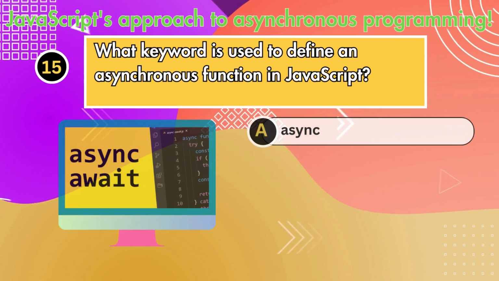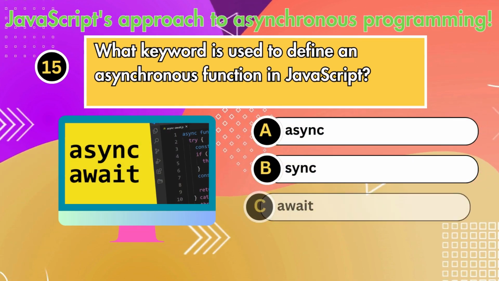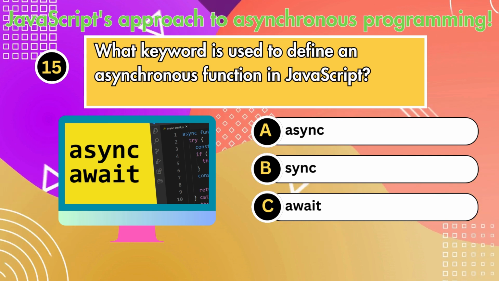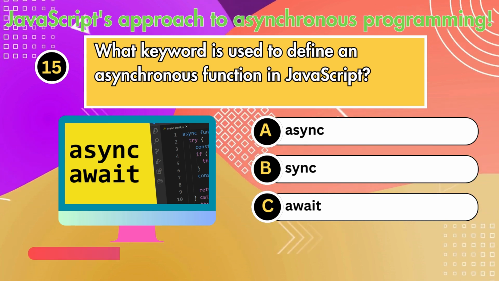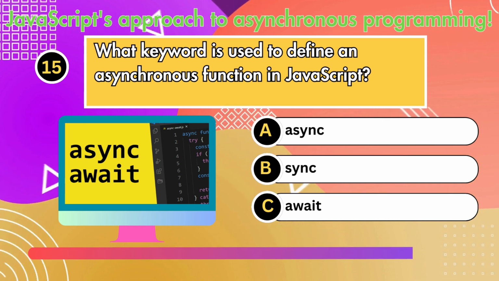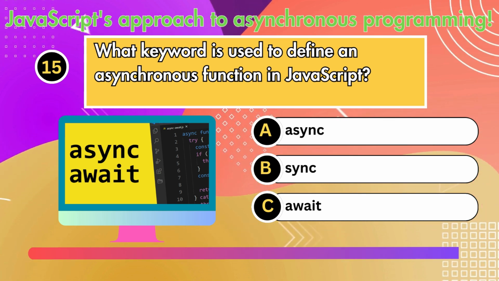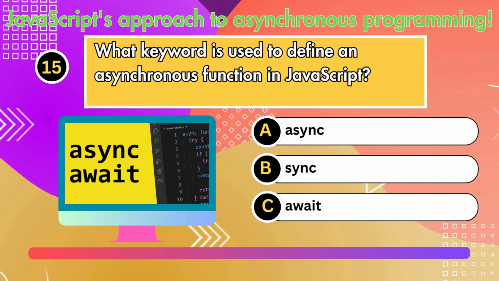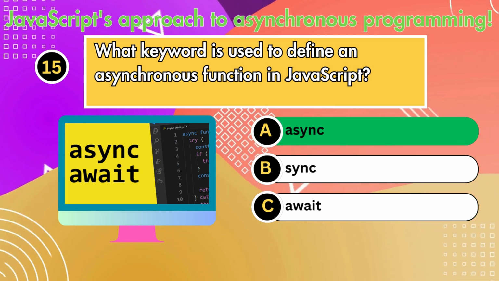What keyword is used to define an asynchronous function in JavaScript? A. Async. B. Sync. C. Await. Answer is async.